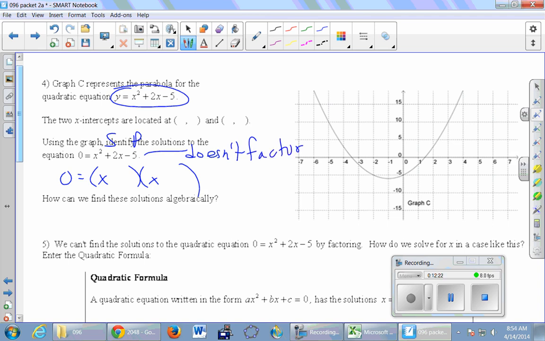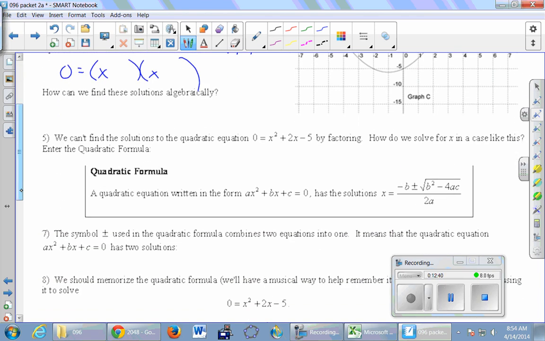So there are definitely solutions to the equation 0 equals x squared plus 2x minus 5. I can see them from the graph. I can estimate those two x-intercepts, but factoring just won't get us them. And so we need a more powerful technique, something we can use when factoring doesn't work. So here it is, number 5. We can't find the solutions to the quadratic equation 0 equals x squared plus 2x minus 5 by factoring. So how do we solve for x in a case like this?